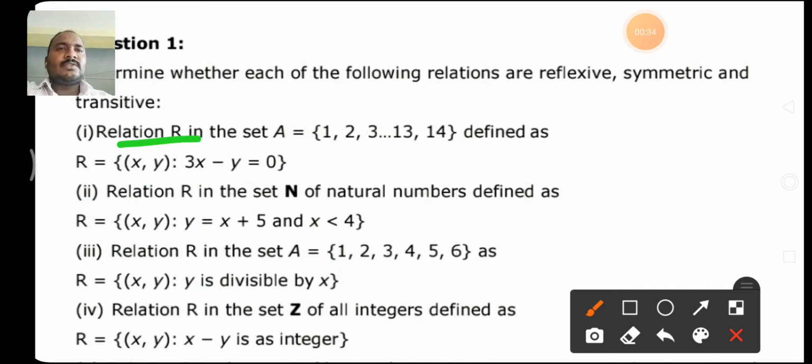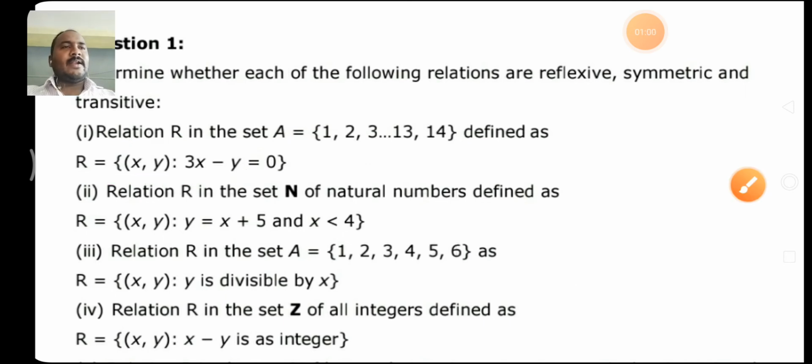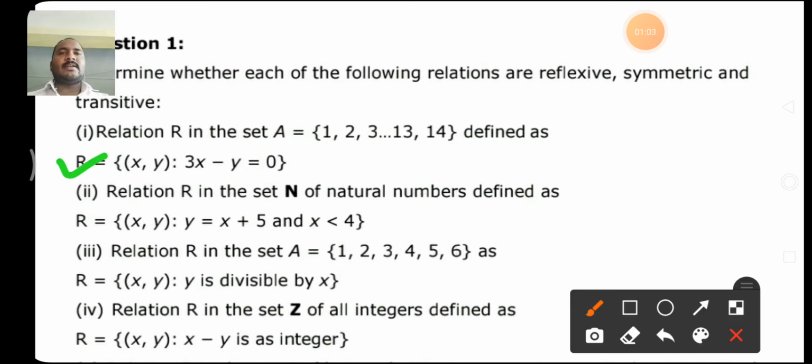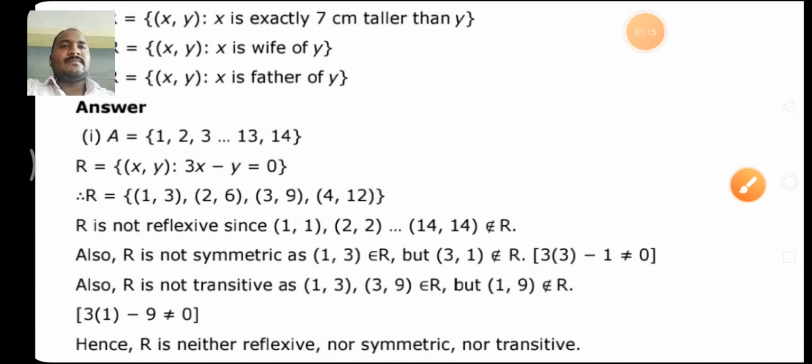relation R in a set A = {1, 2, 3, ..., 13, 14} defined as R = {(x, y) such that 3x − y = 0}. Here, my dear students, the relation is defined like this: R = {(x, y) such that 3x − y = 0}, and the set is A = {1, 2, 3, ..., 13, 14}. Solution.